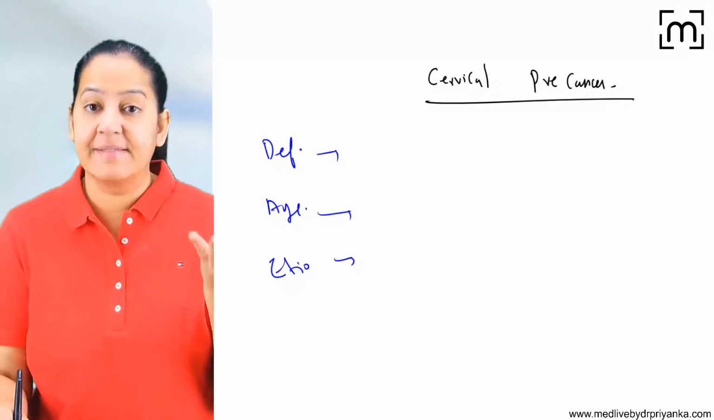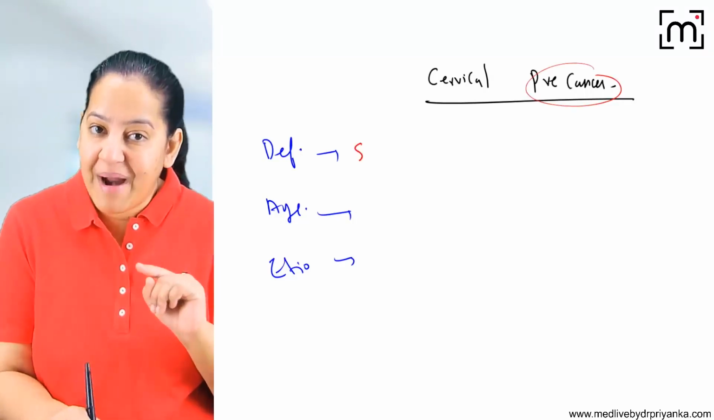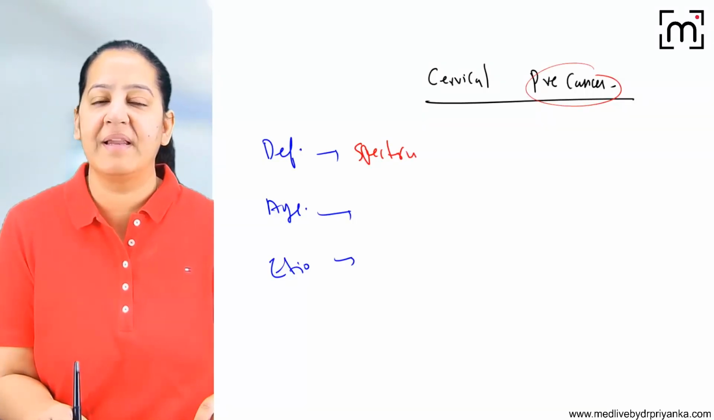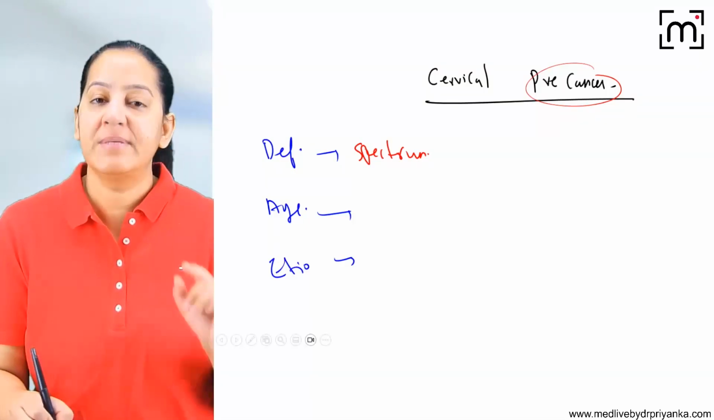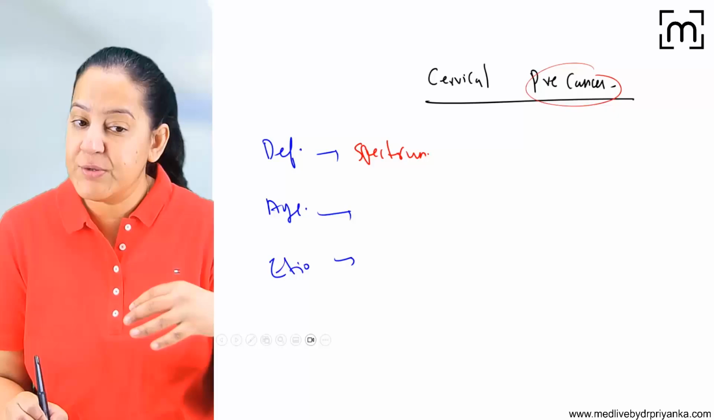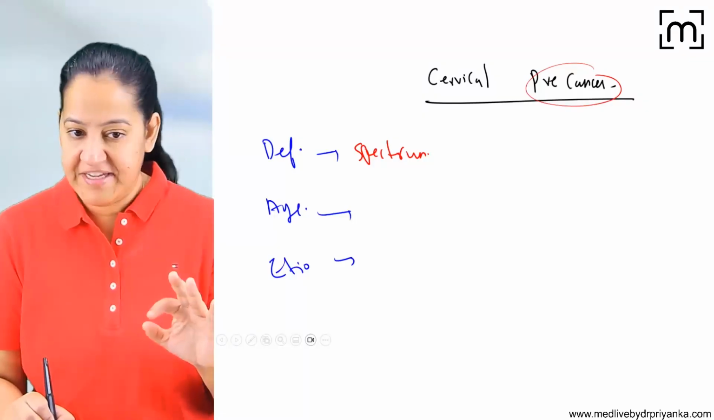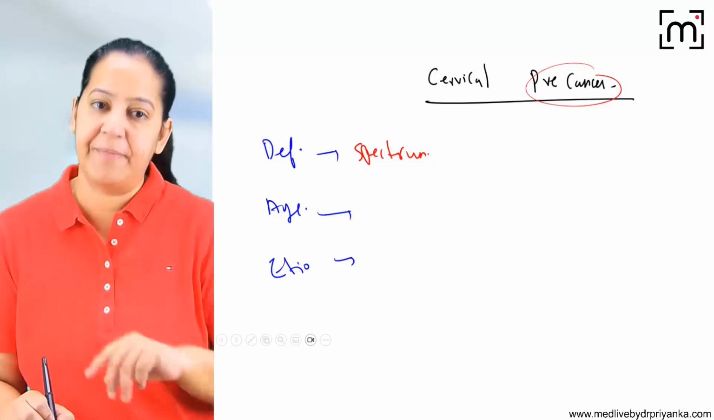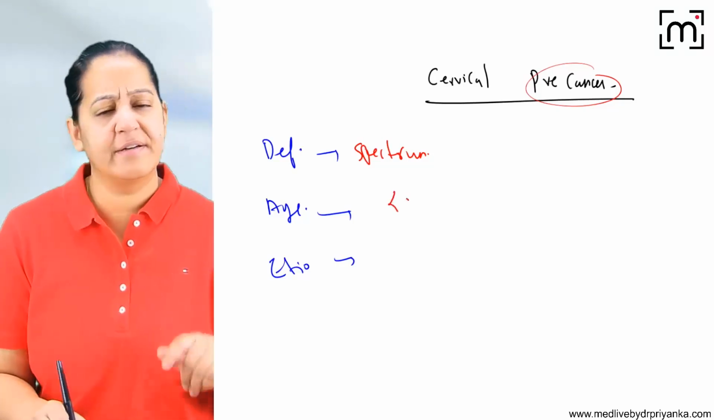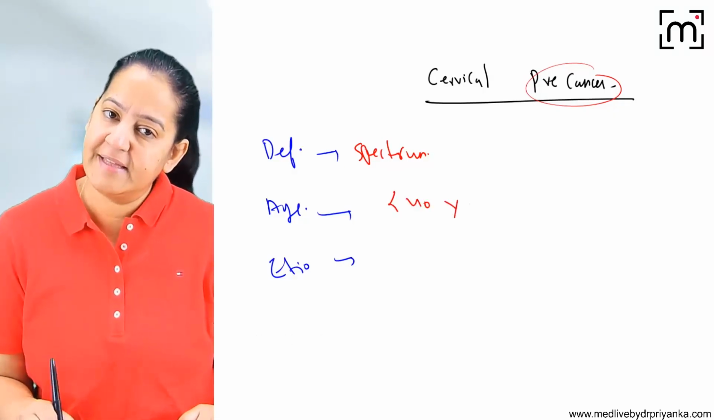So I told you the definition. These are the precancers, the pre-malignancies. It's a spectrum of changes. Malignancy doesn't happen in one day. No, it's a spectrum of changes which occurs over years. So it starts with minimal atypia and gradually, if not treated, it progresses to malignancy, the cancer. So that is cervical precancer. What is the age? It occurs in young or middle age, less than 40 years.